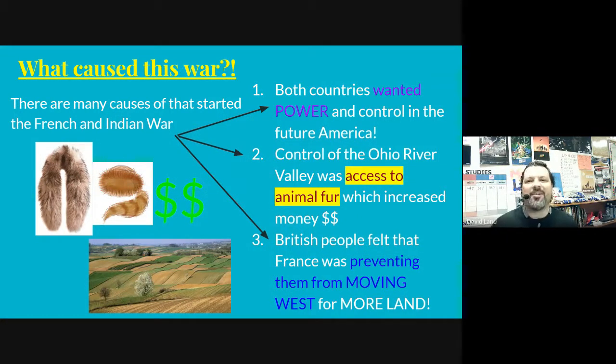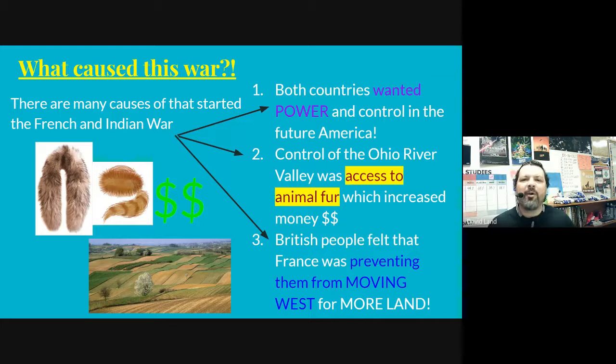I want you to write these down in your note sheet, okay? Pause it if you need to. Cause number one: both countries wanted power. Oh, they wanted power over one another because it was a new world. It was a new country. So with power comes land, comes territory, comes wealth, comes riches. Remember our triple G's from the first 6 weeks? Right.